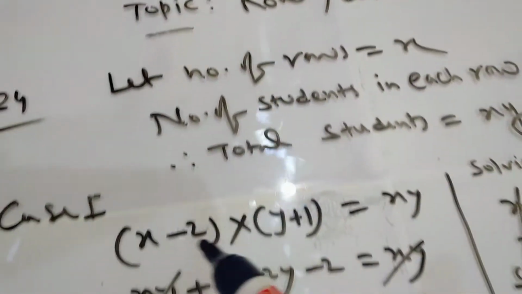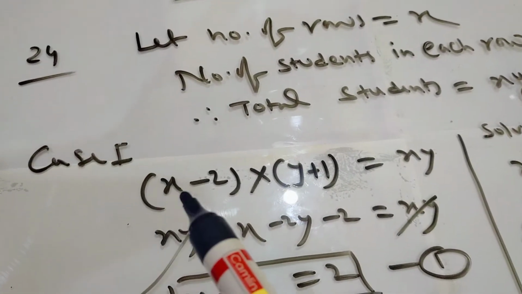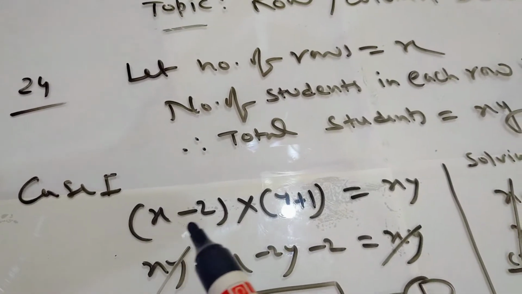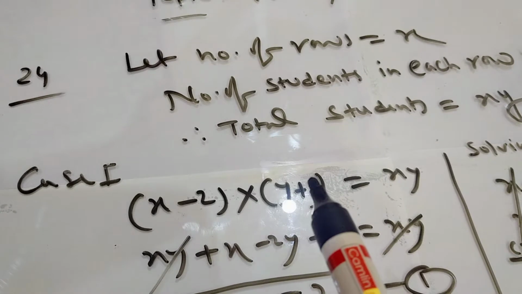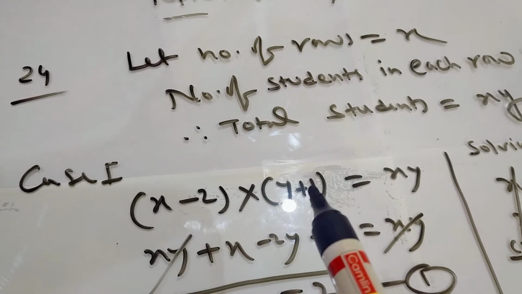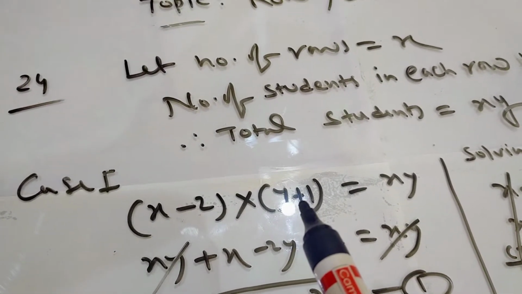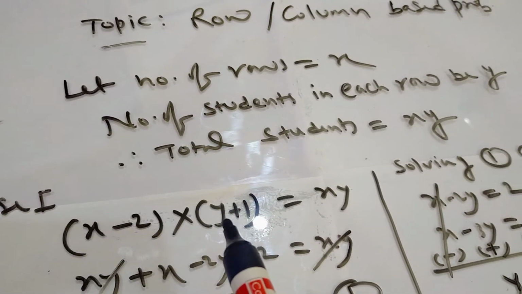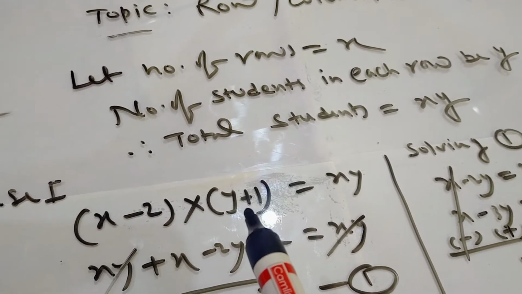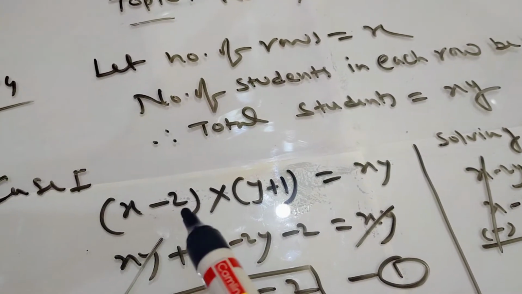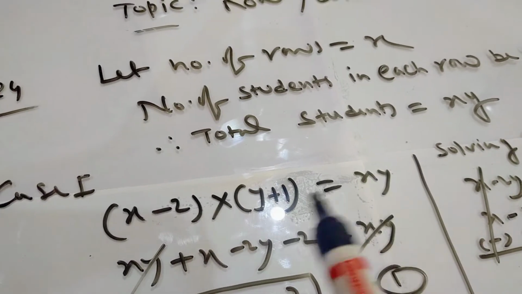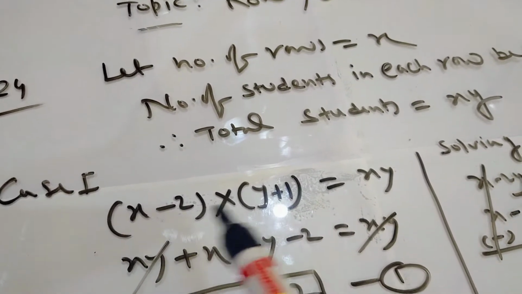So two cases are given. In the first case, it is given that if you increase one student in each row, means if in each row the number of students is one more, then definitely the rows will be two less. So the product is still xy, because the students are the same students, we are making a different arrangement.